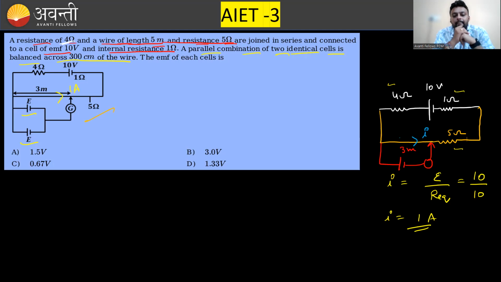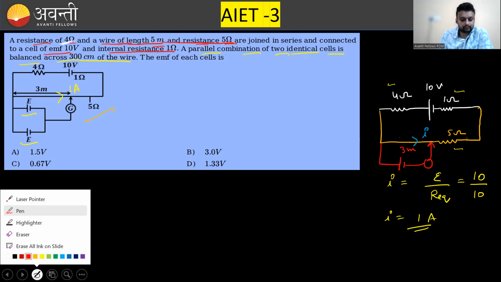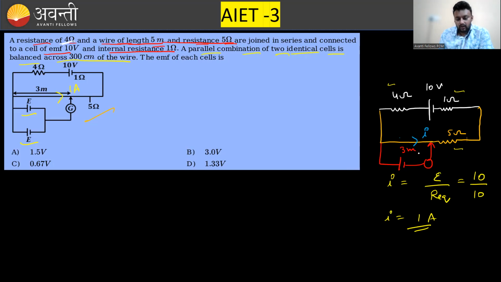Now, listen to me very carefully. Let's suppose this wire has some name AB. This AB wire is of 5 meter length. Clear? And it has a current of 1 ampere and a resistance of 5 ohm. So what will be the potential? Just think in your mind, what will be the potential across the wire AB? So I will write potential across wire AB. I will pause for 1 second.